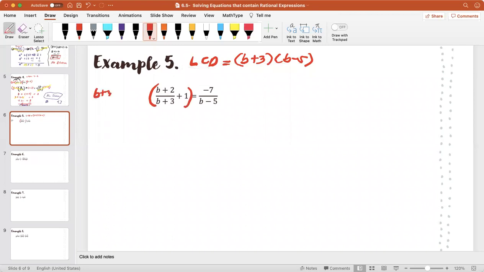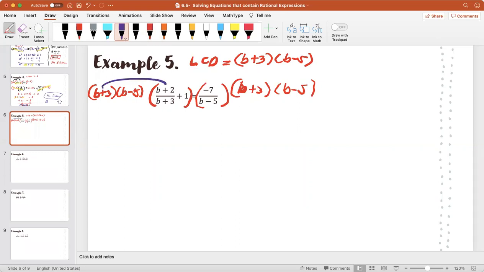All right, so we multiply this then by b plus 3 times b minus 5. Same thing with your right side, you have b plus 3 times b minus 5. Okay. We can use distributive property on the left side because we have two expressions. Right side, you don't have to do distributive property there. There's only one expression we have on the right.